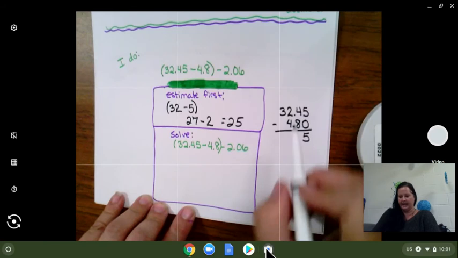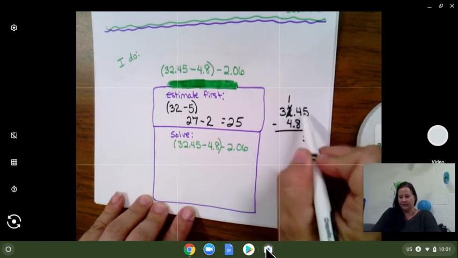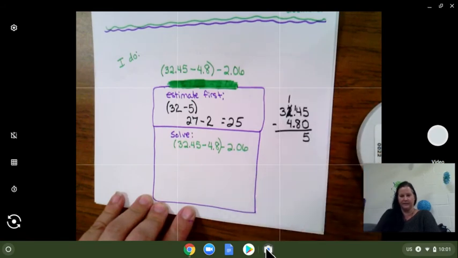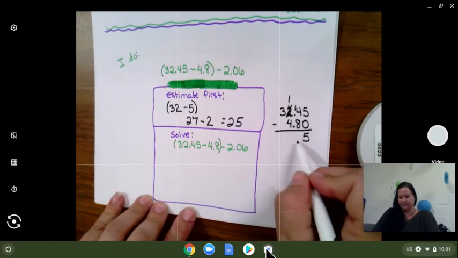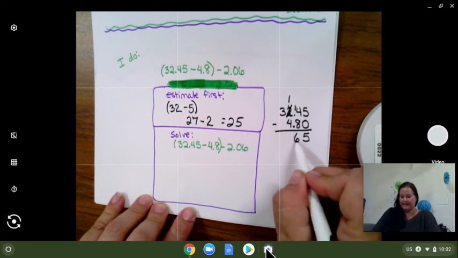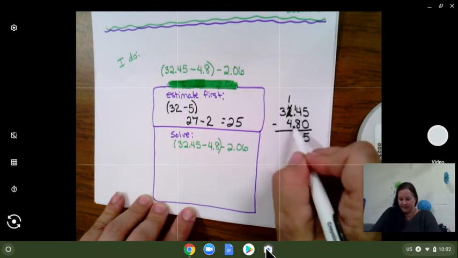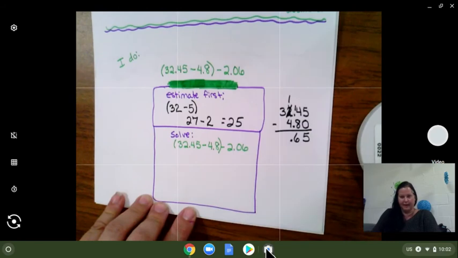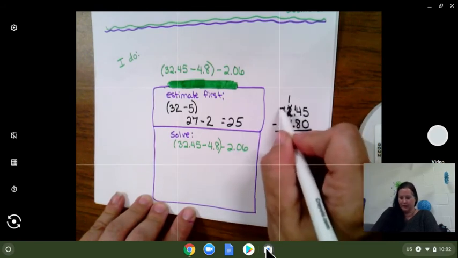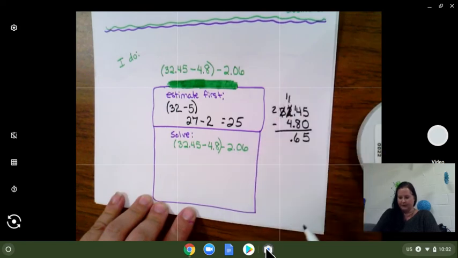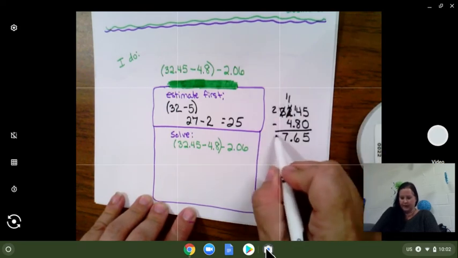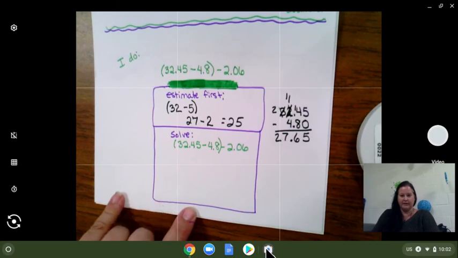I can't take 8 away from 4, so I need to go next door and regroup, bring that group of 10 over and add it to the 4. That gives me 14. So 14 minus 8 is 6. I bring my decimal straight down and button that bottom decimal right up. I can't take 4 away from 1, so I'm going to come over here and regroup. And I get 27 and 65 hundredths.